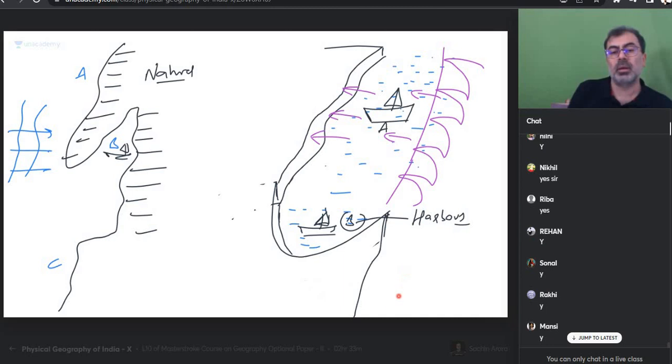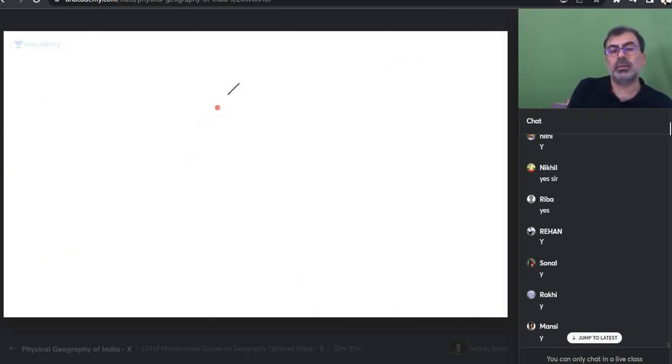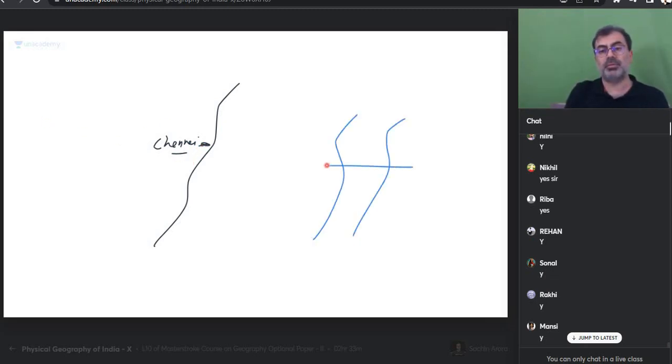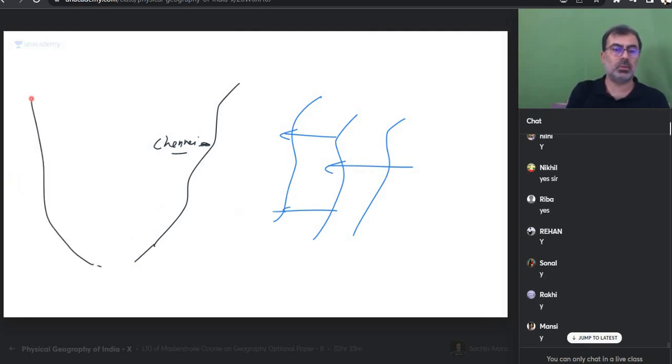You know? So let's go to Chennai. This is Chennai. And Chennai has got Bay of Bengal waves coming. इधर क्या है? इधर तो वेस्ट कोस्ट है. इधर कौन सा है? अरेबियन सी.